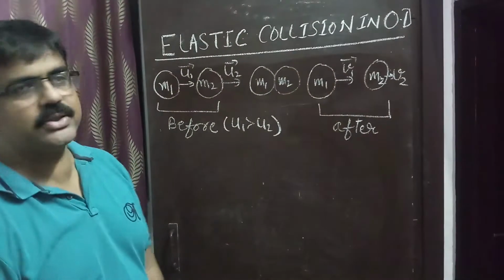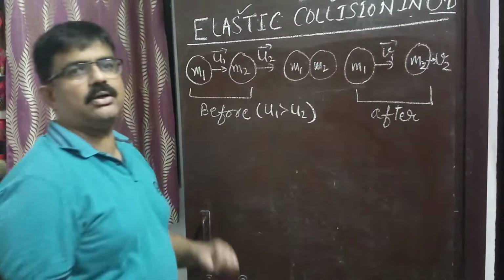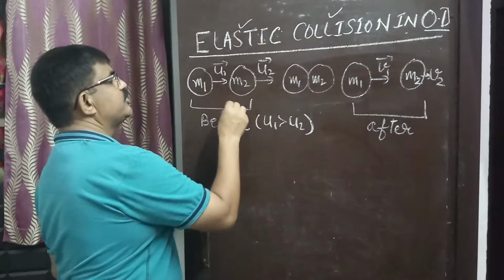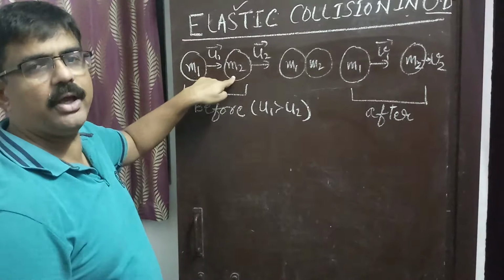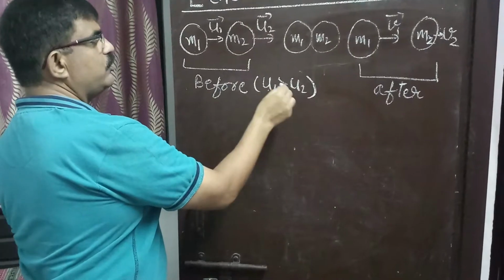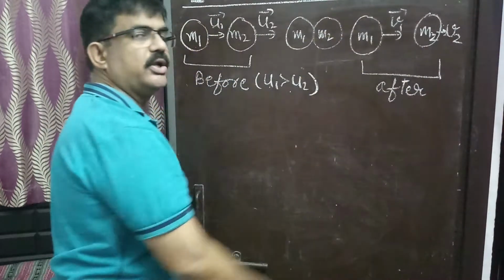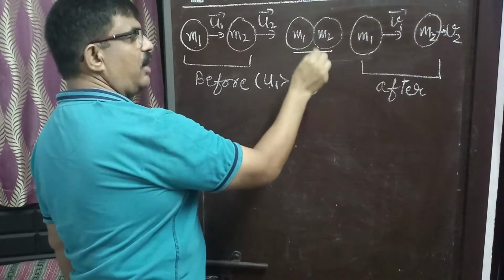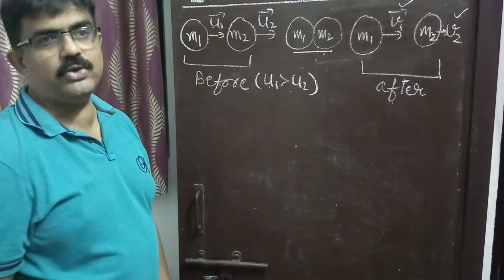Let's discuss elastic collision in one dimension. Here you observe that these are the two bodies. Their masses are m1 and m2. Their velocities are u1 and u2. Here u1 is greater than u2. Both the bodies are moving towards the positive direction of the x-axis. The bodies collide with each other. After collision, their velocities change and become v1 and v2.